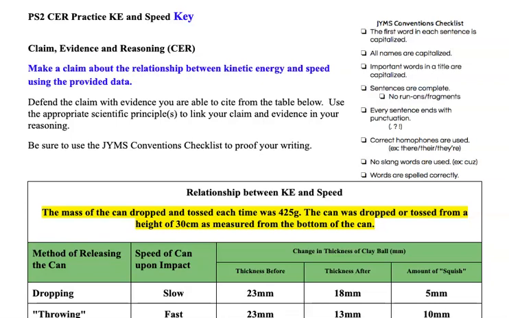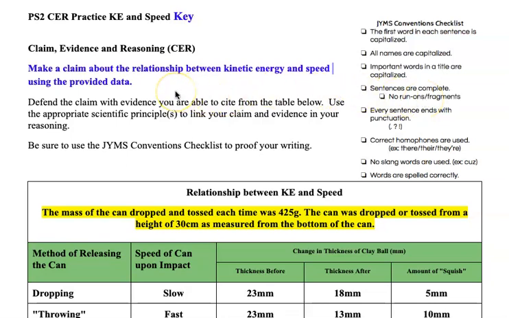Now remember, even though this is a practice writing to get us ready for the actual summative assessment, we need to use our JYMS conventions checklist to make sure that we're doing a quality formal writing. A CER is a formal writing, so you have to make sure you do things correctly. And the JYMS conventions checklist is right here for you, so I'll let you read through that on your own.